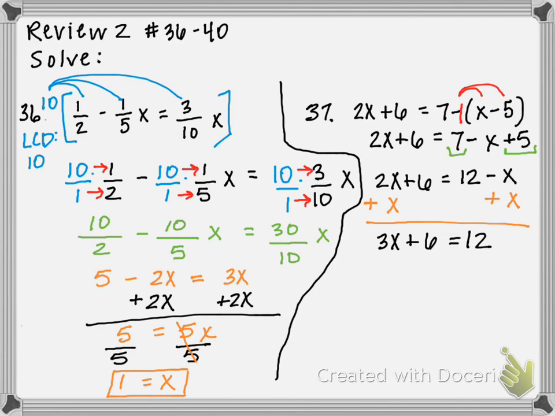Now that the x's are all together, we need to get rid of the numbers, so we need to get the 6 over to the other side. To do that, I will subtract 6, and we're left with 3x equals 6. The x is almost by itself, but we need to get rid of the 3. The 3 and the x are multiplied together, so to undo that, we will divide. If I divide one side, I have to divide the other. We'll end up with x equals 2.